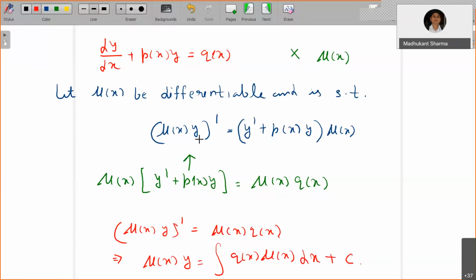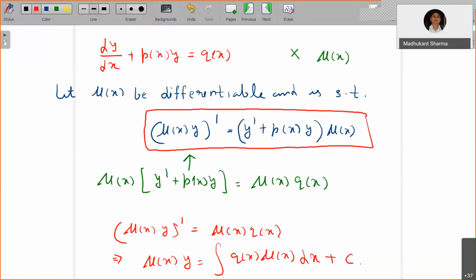Okay, so if you are able to find such a mu of x, that is only possible when it satisfies the following condition: mu of x times y, full derivative, equals the left-hand side of the equation after multiplying by mu. If we are able to find the solution of this, we are through. So this mu of x can be determined now.